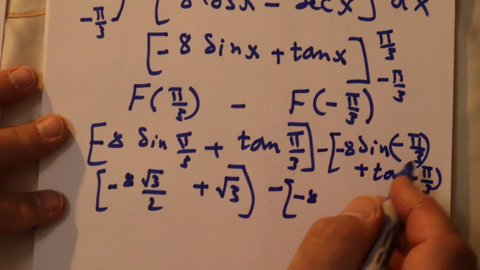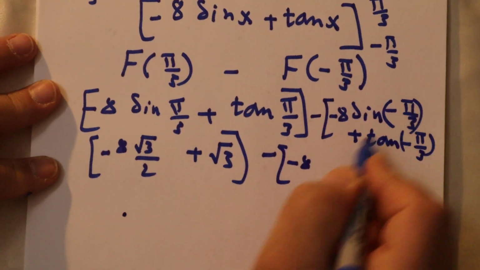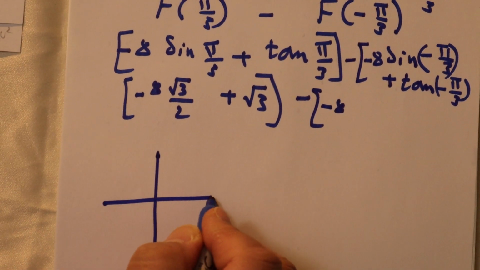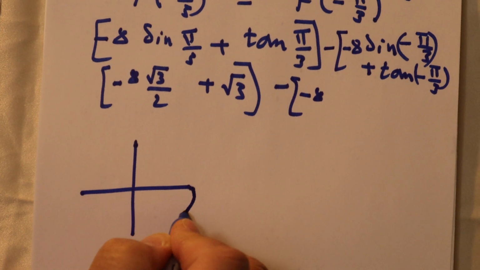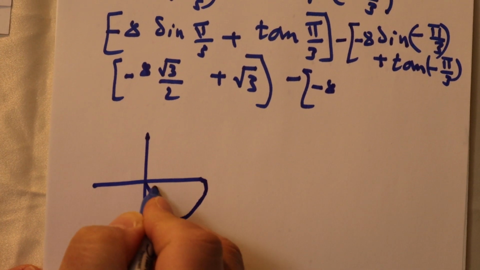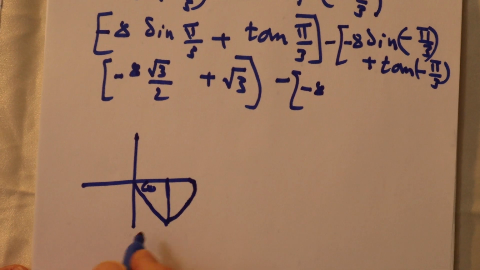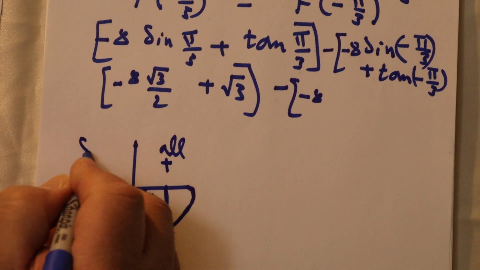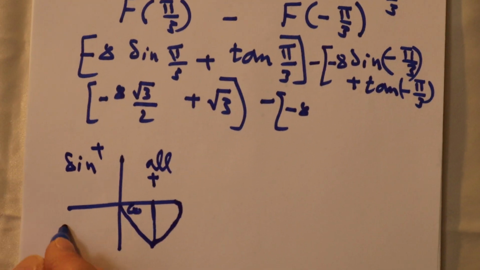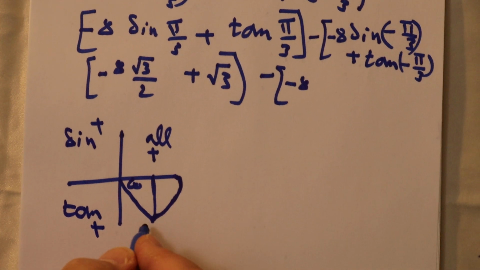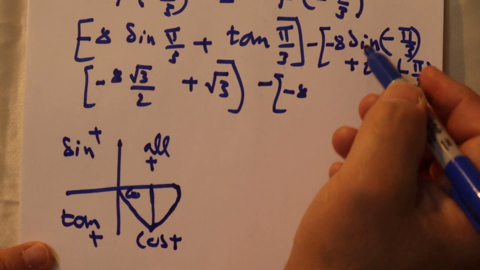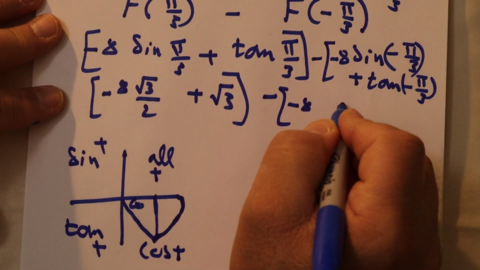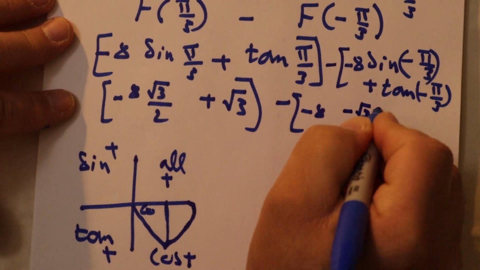So it will be negative 8 and sine of negative pi over 3. How to do that here? Look, pi over 3 is 60, the same as negative 60. Negative 60 means you spin clockwise, in the clock direction, 60 degrees. And you know that sine will be negative in this part. All are positive here. Sine only is positive here. Tangent is positive here. And cosine is positive here. We evaluate sine, so sine will be negative: negative square root of 3 over 2.